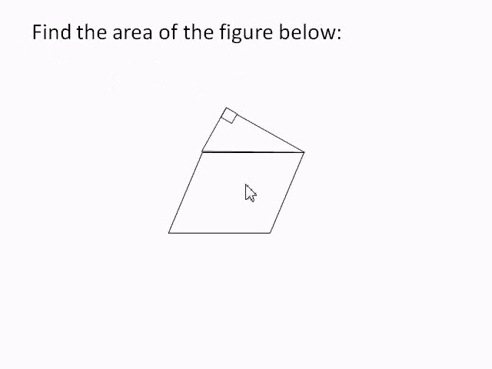And now we're going to find the area of this figure right here. You're going to be given some dimensions. This is a right triangle on top. We're going to say that the base, or the length of this parallelogram right here, is 12. And we're going to say that its height is 9. And we're going to say that this distance right here is also 9. And you have to find the area of the figure.